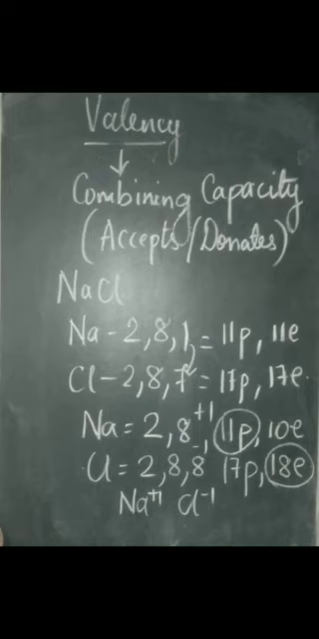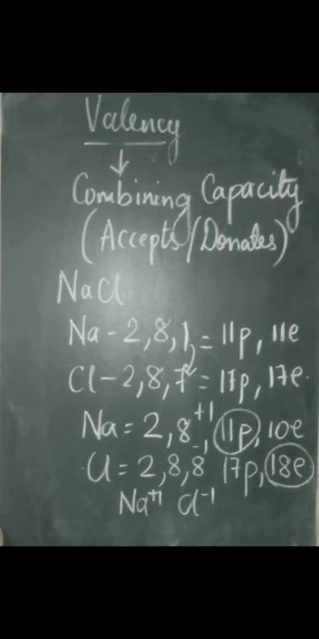So after the exchange, sodium will have 10 electrons and 11 protons because one electron he has donated to chlorine, while chlorine will have 18 electrons and 17 protons because chlorine has accepted one electron. Now the positive charge is more in case of sodium, and how much more? 1 more. 11 protons and 10 electrons. Protons are positively charged. So one positive charge is more.